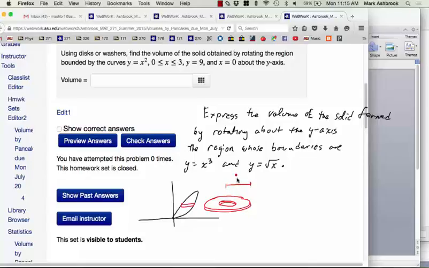Oh, like if we're not centered on the origin, right? Okay. That's a cool.